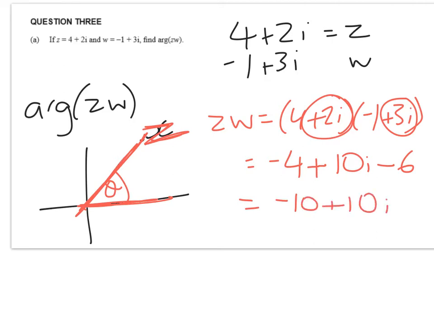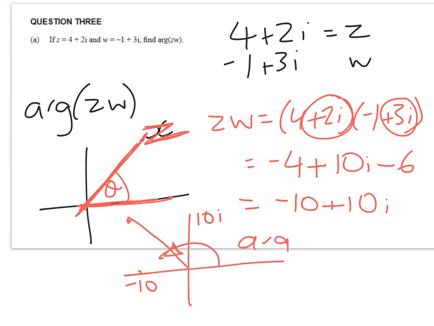Right, the easiest way to do this is just to have a wee look. So negative 10 back here, plus 10i up here. Whoosh, there we go. So you can see from looking that the angle there, WZ or ZW, is equal to 3 pi on 4.